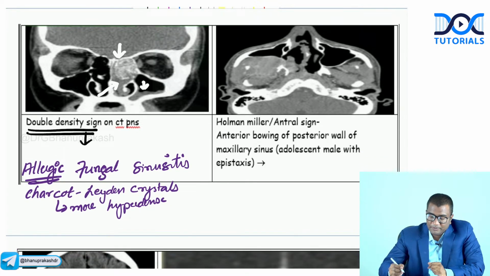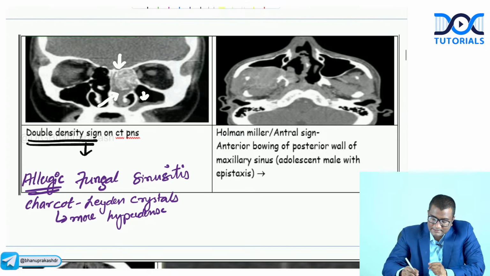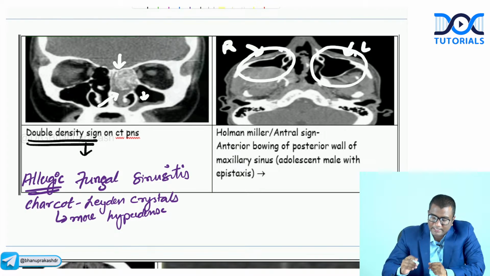The next thing. Now look at this image. This is an axial section. This is the right maxilla. This is the left maxilla. And you can see in the right maxilla, if you look at the maxillary sinus here and compare it with this, you are seeing that the right maxillary sinus is much smaller. So just by comparing, you can tell that the right maxillary sinus is appearing smaller than the left side.